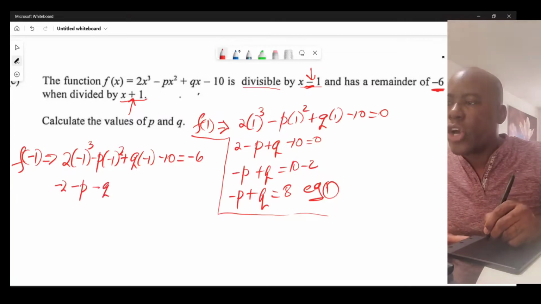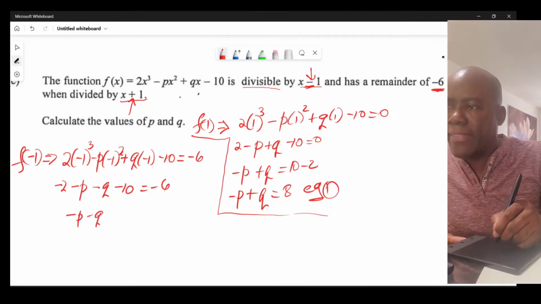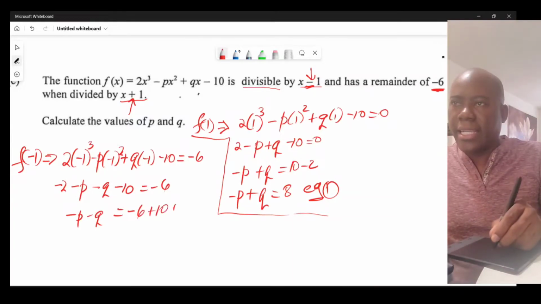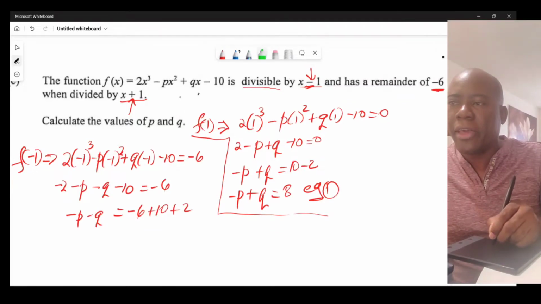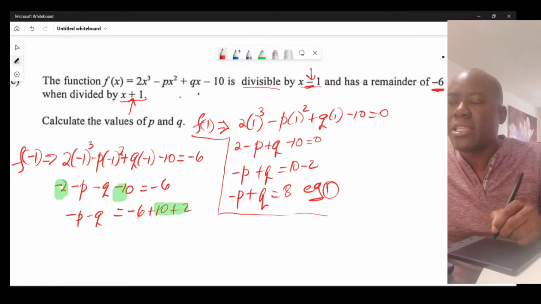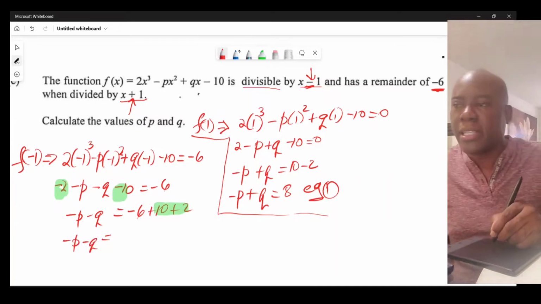So we have to look. Now I'm going to leave this minus p minus q is equal to negative 6. We'll have a positive 10 coming and then a positive 2 on the other side. Imagine that we want to get rid of these. What we want to do is simply add 2 here, add 10 here, so we balance by adding them on the other side. Finally, the second equation is minus p minus q, and this is going to equal positive 6, right? So that is my second equation, equation 2.